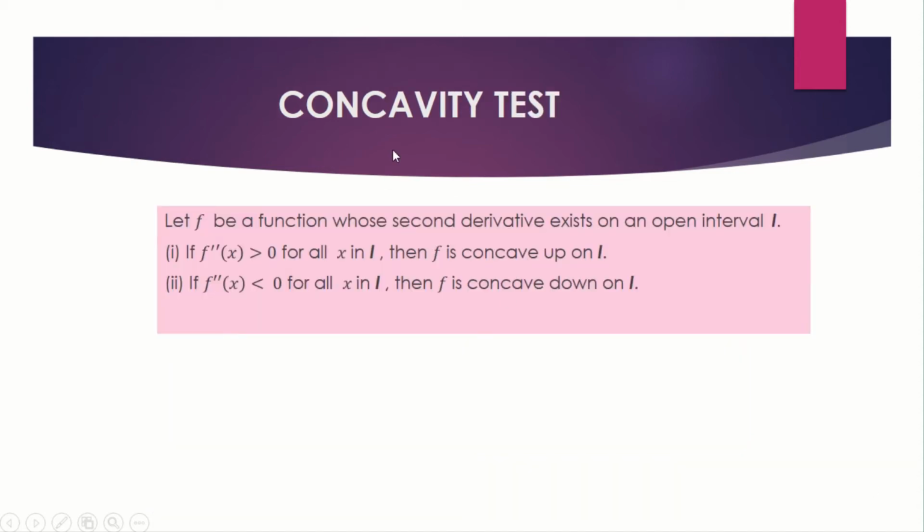Okay, this is the concavity test. Let f be a function whose second derivative exists on an interval I. If f''(x) is greater than 0 for all x in I, then f is concave up on I. If f''(x) is less than 0 for all x in I, then f is concave down on I.